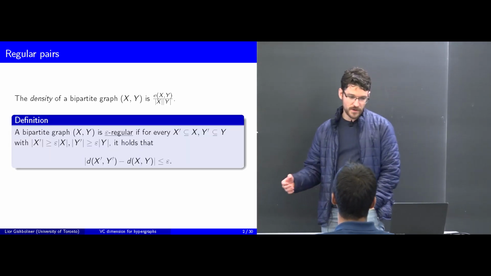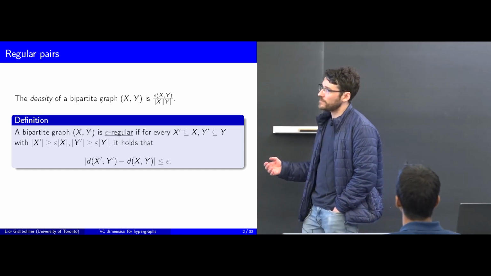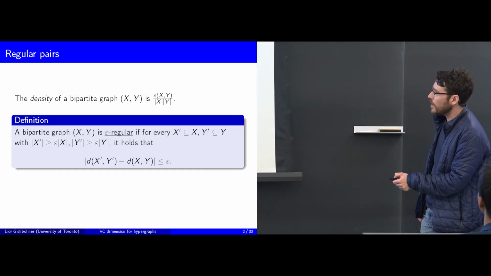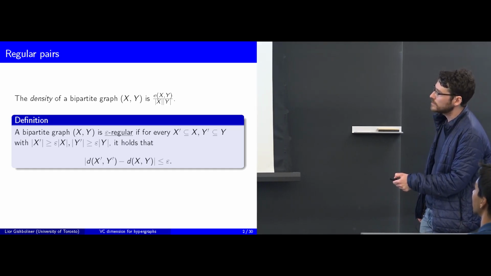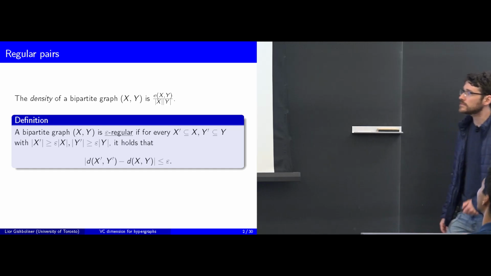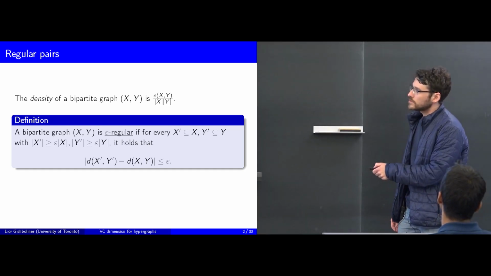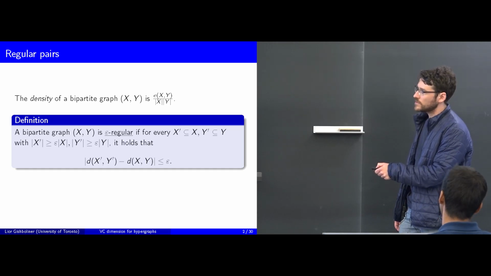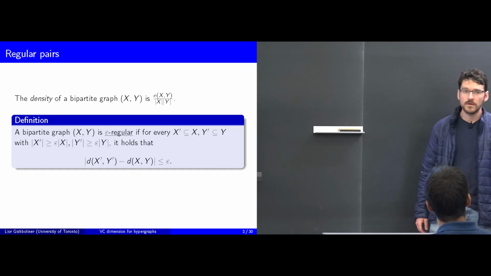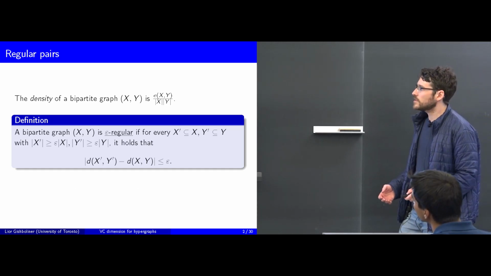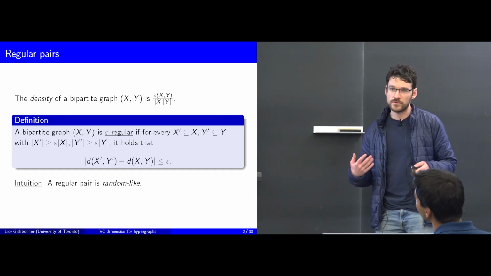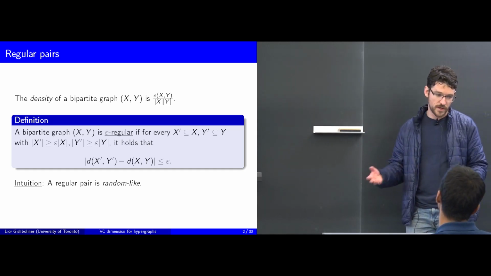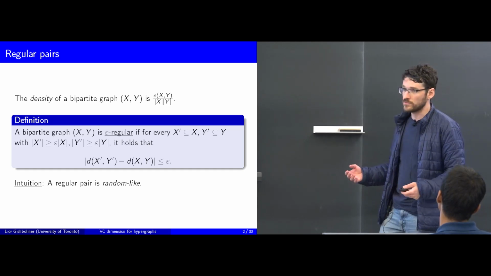And we say that this bipartite graph is regular if whenever we pick two sets, one in x and one in y, and they are kind of large, so they're at least epsilon fraction of their parents, then the densities are close. So the density between x prime and y prime is essentially the same as the density of x and y up to an epsilon. And the intuition that you should have is that regular pairs are random-like. So in a random graph, you have this, and this definition is meant to capture a certain property of randomness.